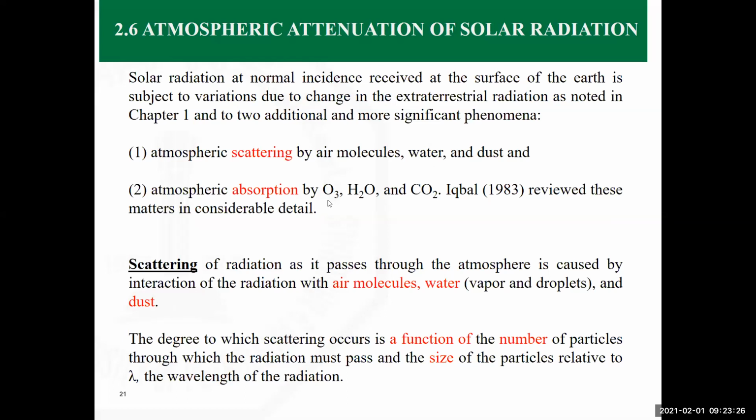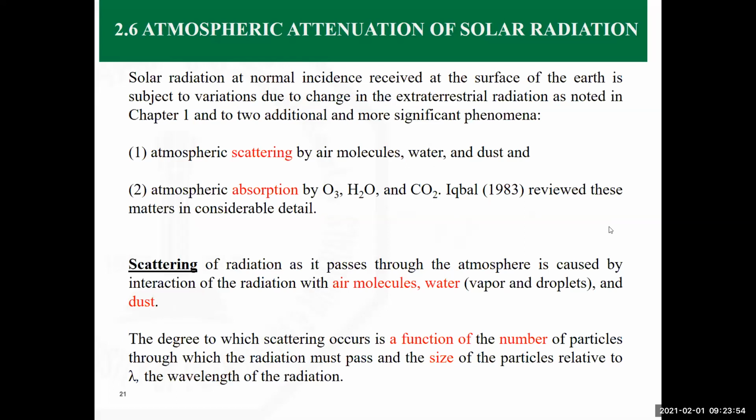Ozone can absorb a considerable part of the ultraviolet energy. Water vapor can absorb thermal radiation. CO2 absorbs thermal radiation. And this has all been reported, and people were looking at this in detail. Scattering of the radiation as it passes through the atmosphere is caused by interaction of radiation with air molecules, water vapor or water droplets, and dust.